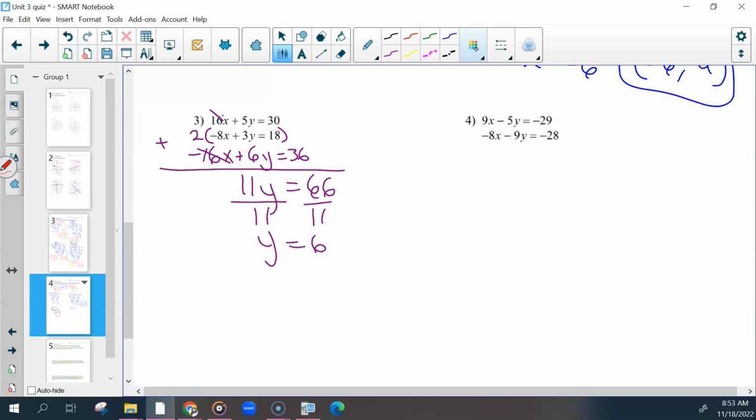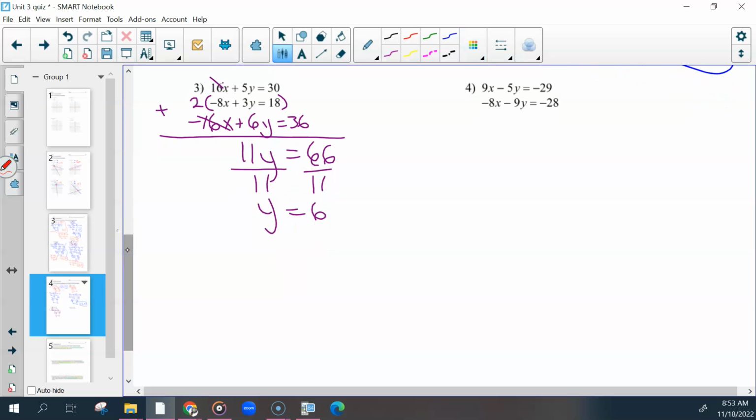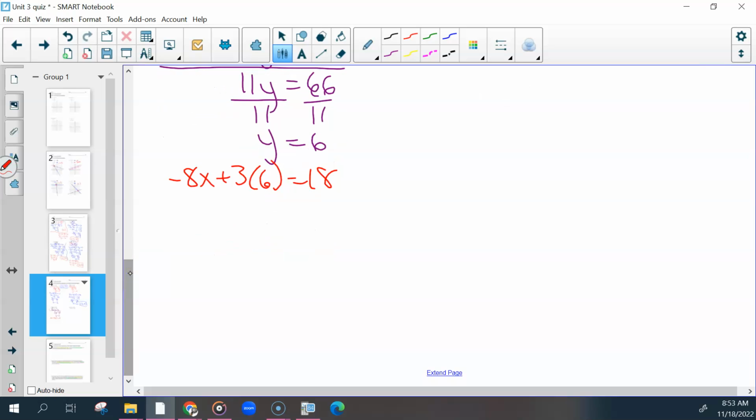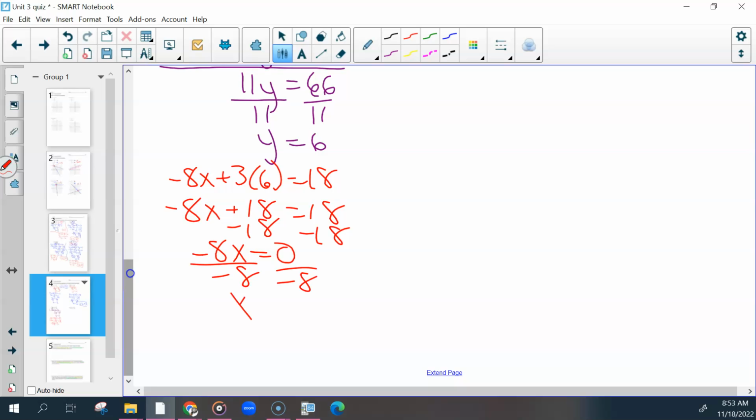And then when you put that back in to any of these equations, it doesn't matter which one. We have negative 8x plus 18 equals 18. The 18s would cancel. So when you divide, x equals just 0. So your final answer would be 0, 6.